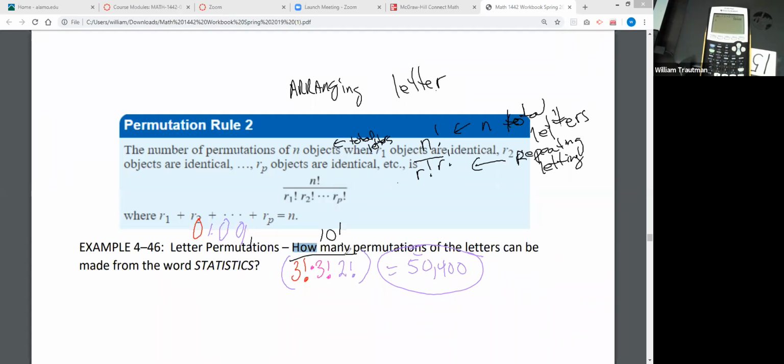Everybody okay with that? You do the total letters factorial on top, divided by the factorial of each repeating letter multiplied on the bottom. When you do that bottom, make sure it's in parentheses when you put it in your calculator. 10 factorial divided by 3 factorial times 3 factorial times 2 factorial. By the way, 3 factorial, 3 times 2 times 1, is 6, and 2 factorial is 2. So you could have done 10 factorial divided by 6 times 6 times 2. It's the same thing.